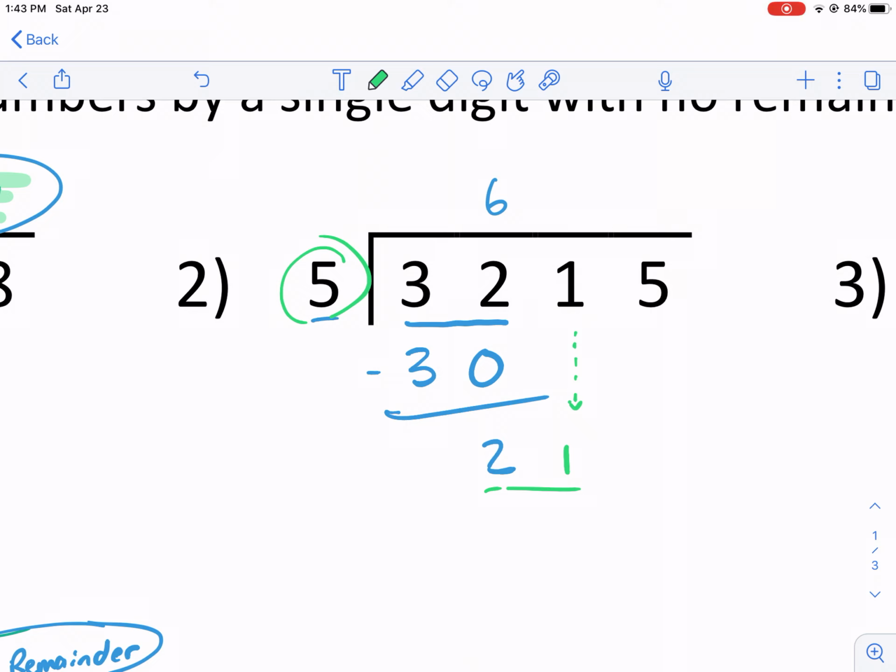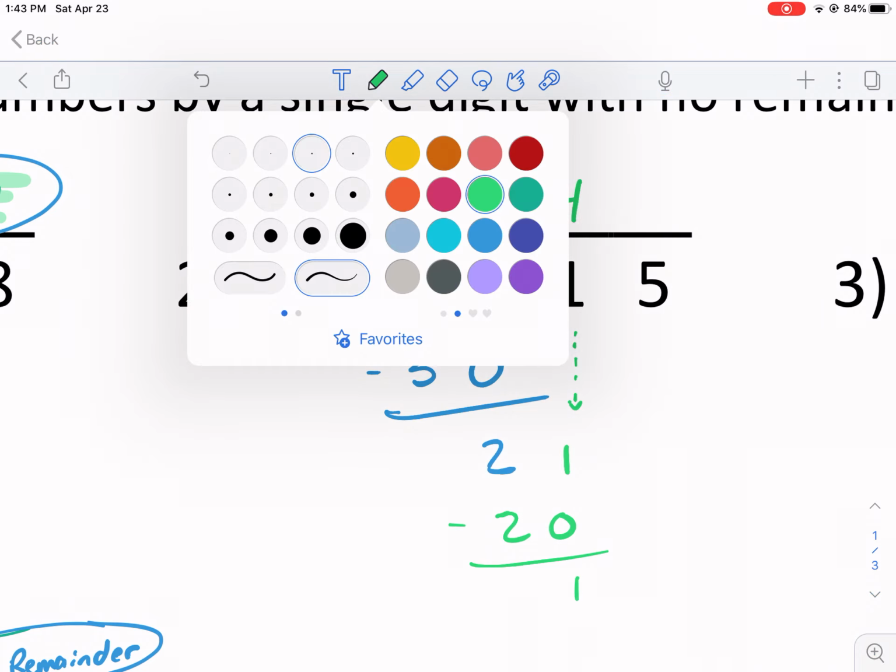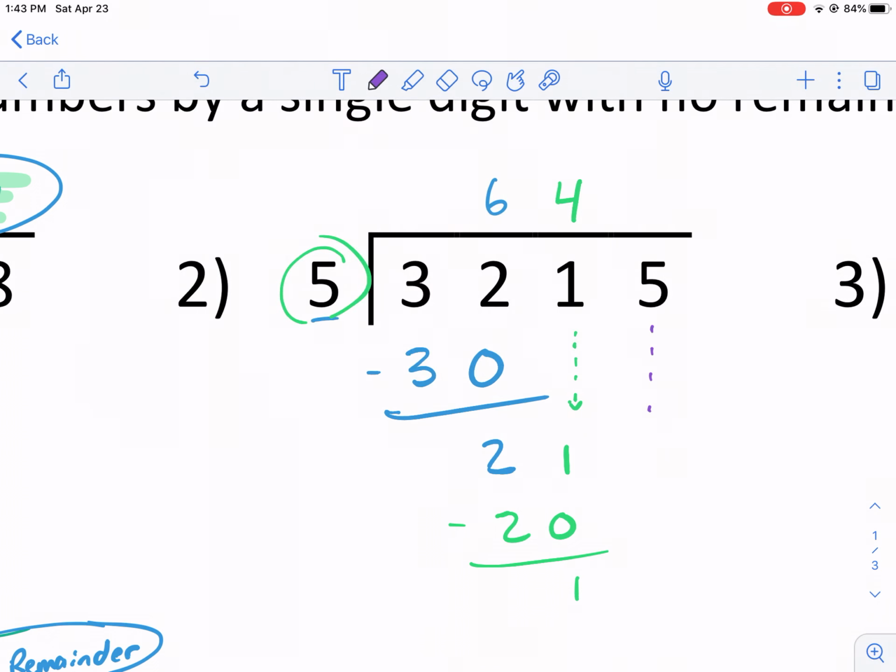So how much does it go into? Well, it goes in 4 times, and that's 20. So I'm going to multiply 5 times 4, and that gives me 20. This thing's kind of irritating. I don't like those right now. And I'm going to drop this down, and I subtract, because I want to see how much more is left over. So it's 1. So I go to my final color here, and I drop down my 5.